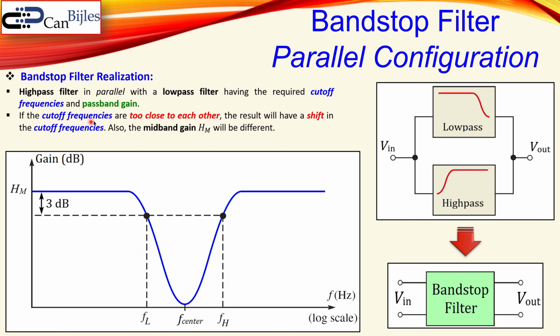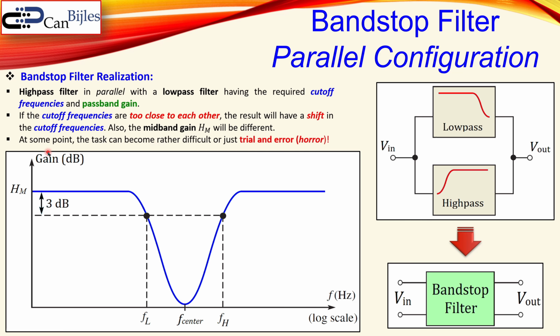Now, if the cutoff frequencies are too close to each other, so if this is, for example, let's say 1 kHz and this is 2 kHz, which is very close to each other, then it might be that the final design has a shift in the cutoff frequencies compared to the individual low-pass and high-pass cutoff frequencies. So it can be, of course, difficult, and also the mid-band gain can shift. There you need to use a different topology and a different algorithm to calculate that.